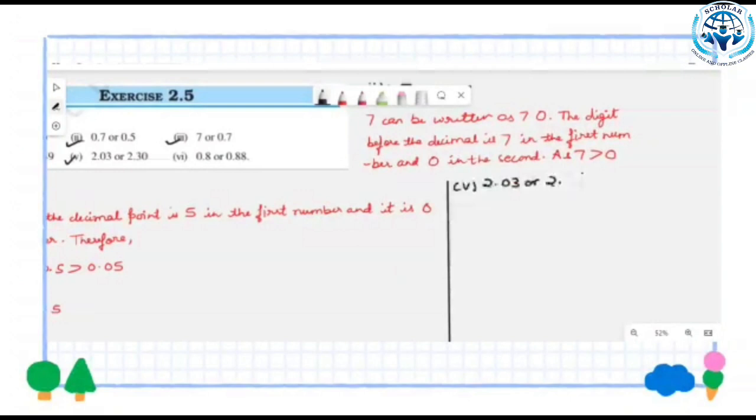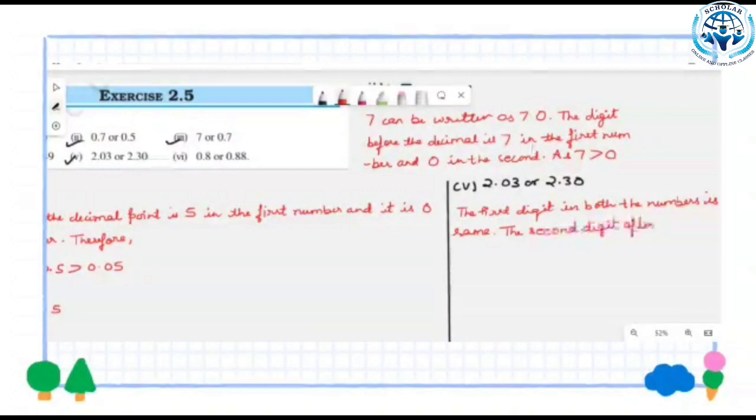Fifth part is 2.03 or 2.30. In exams, you will get such typical questions. The first digit in the first number is 2. In the second number also it is 2. The second digit in the first number is 0. The second digit in the second number is 3. Now 3 is greater than 0. That means 2.30 is greater than 2.03.